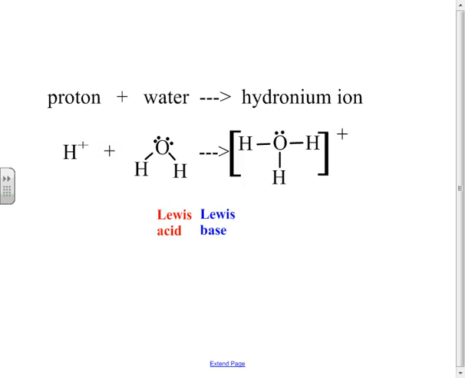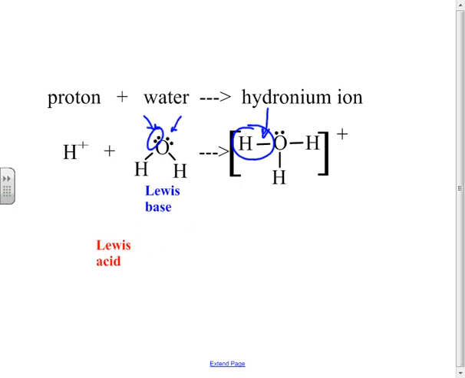One more example. If we look at a proton, a hydrogen ion, it can never be a Lewis base because it does not have an electron pair to donate. If we look at the water molecule, it has two unshared pairs of electrons that it could donate. And on the product side, we see the hydrogen bonded to the water molecule. That line there represents a shared pair of electrons that must have come from the water. So the water is the Lewis base and the proton is the Lewis acid.